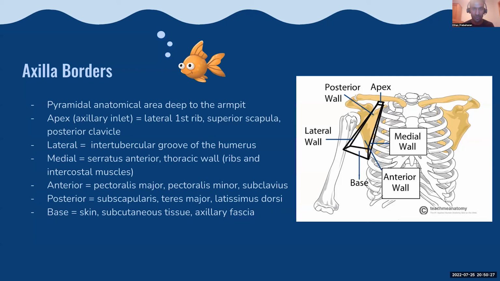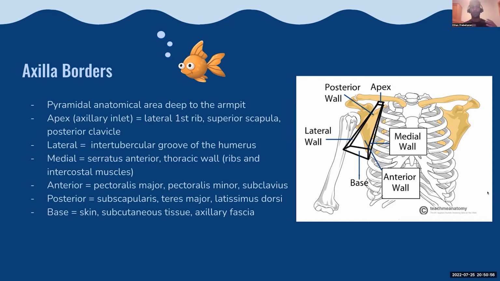Okay, the lateral border is the intertubercular groove of the humerus. The medial border is serratus anterior and the rib cage and intercostal muscles. They're the muscles between your ribs. The anterior border is pectoralis major, minor, and subclavius. The posterior border is subscapularis, teres major, and latissimus dorsi. And the base is the skin, subcutaneous tissue, and axillary fascia. So just your armpit, pretty much.